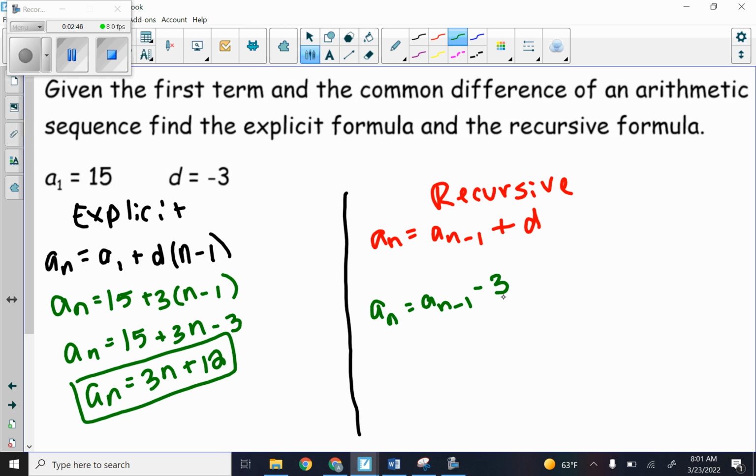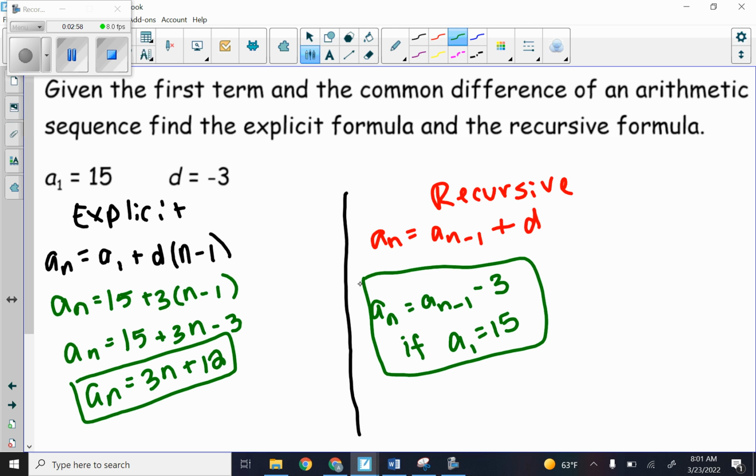However, we have to tell people where to start. So then we add on if a sub 1 equals 15. Now you absolutely need that, if a sub 1 equals 15 or whatever your first term is, because we need to know where we are starting in order to find that rule, or in order to find terms.